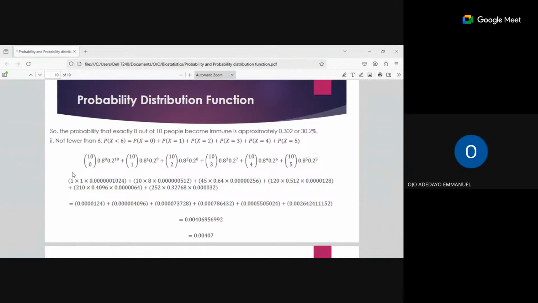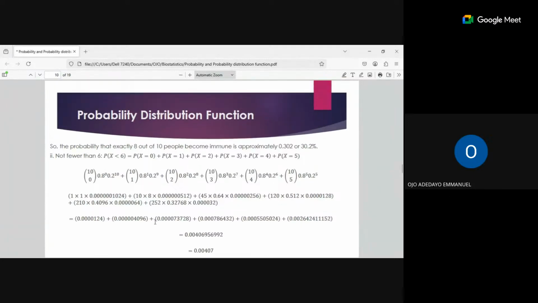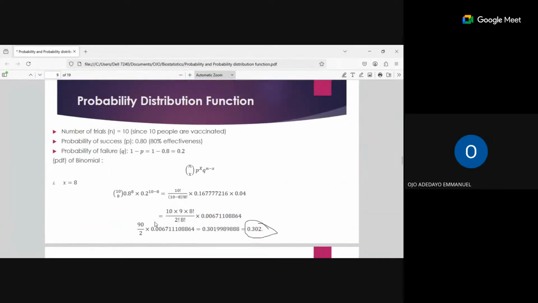You have 10 combination 0. Let me quickly go back. Let me show you what I'm saying. Let's say, for instance, we have 10 combination 0 here instead of 10 combination 8. Please, let's look at this. Now, it's going to be 10 factorial divided by 10 minus 0 factorial, then 0 factorial.